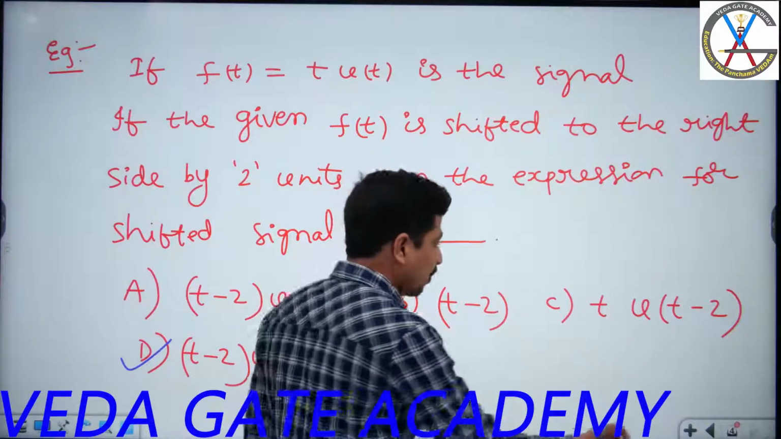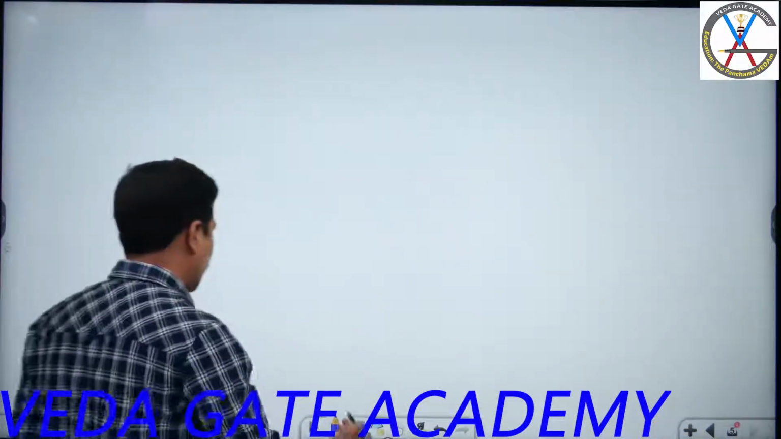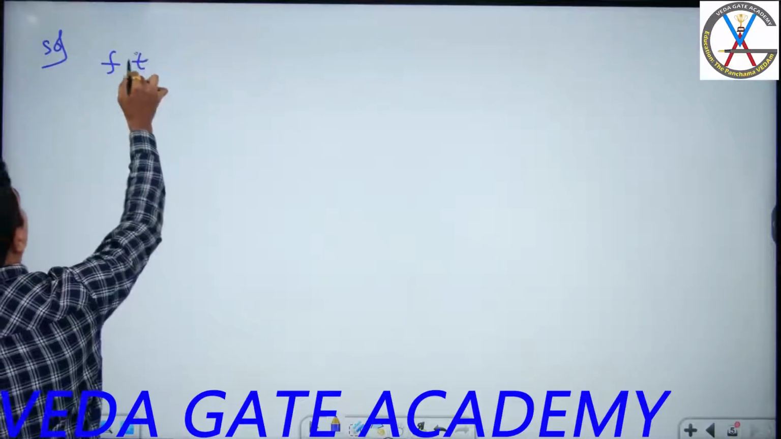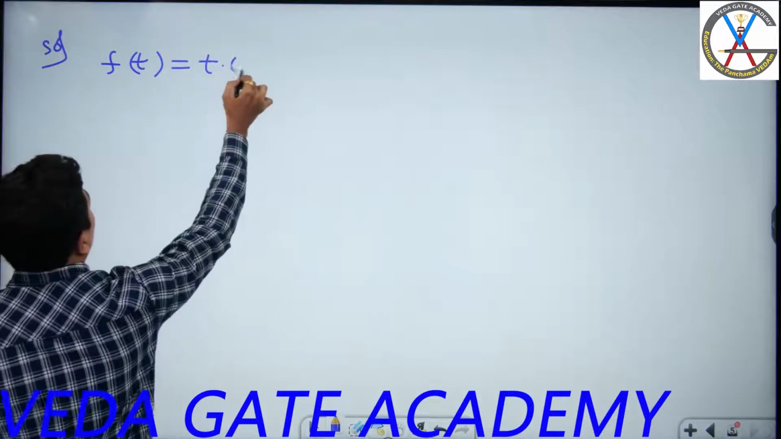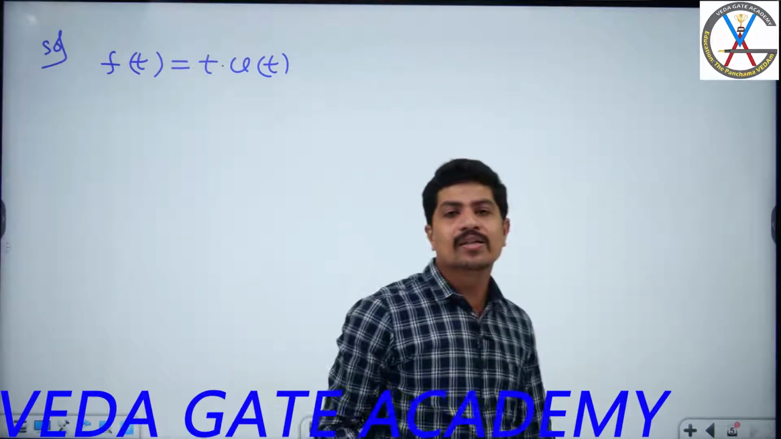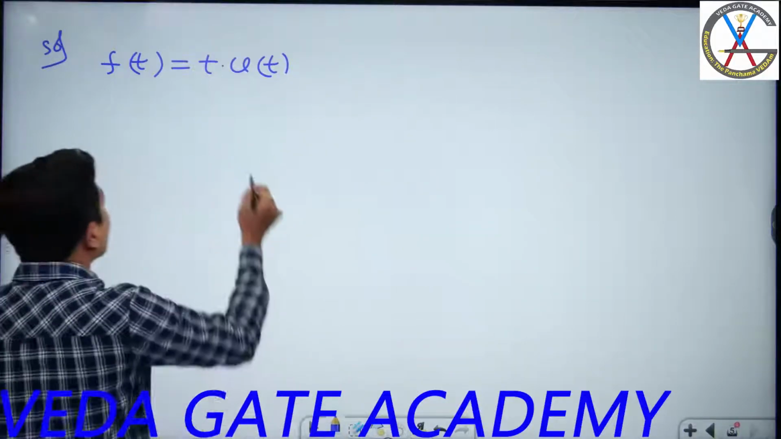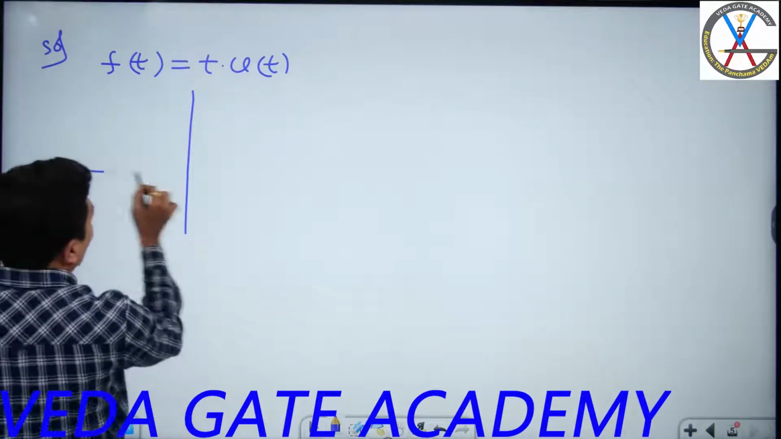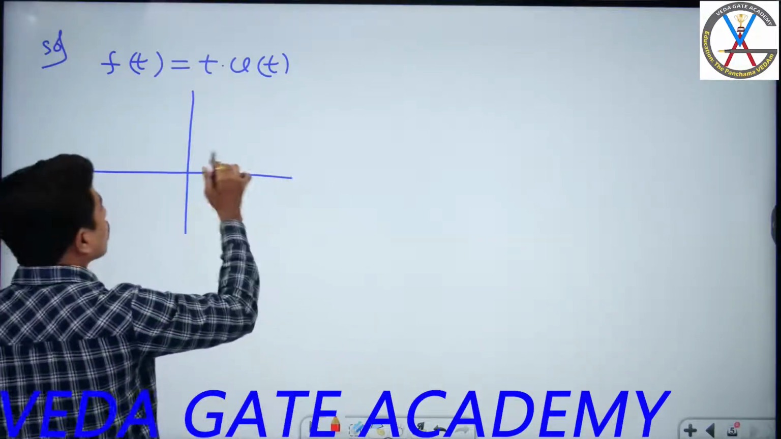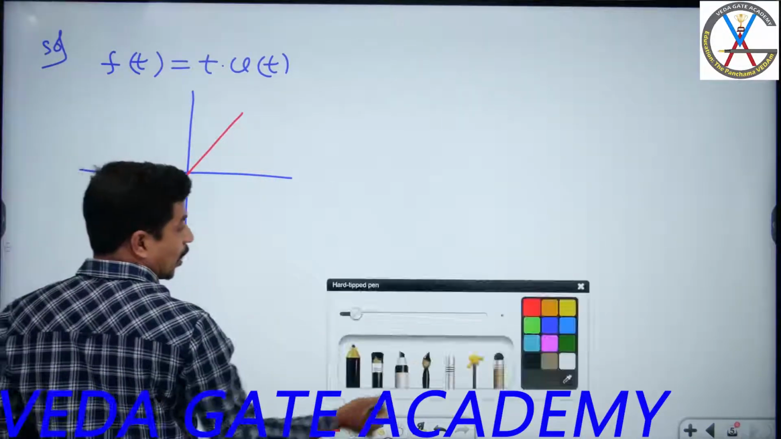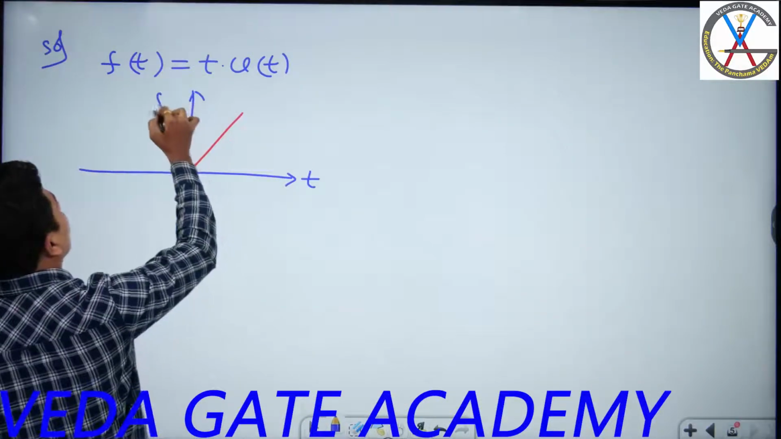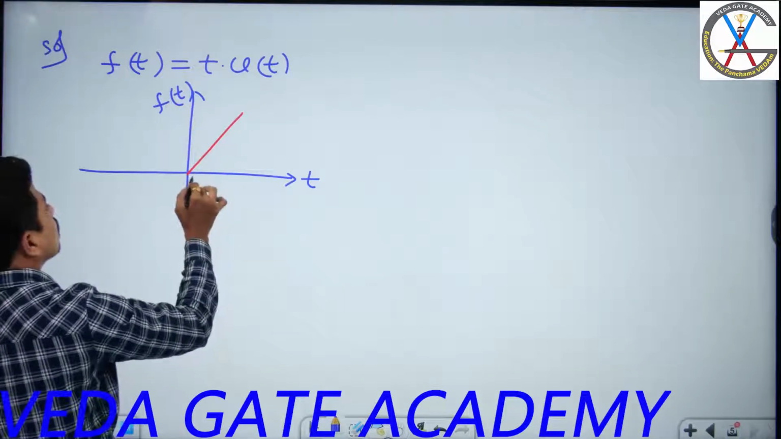For that, this is the proof I'm going to take up. What signal have we taken? f of t is equal to t into u of t is the signal. Let us draw it. We are drawing it simply, marking all the axes. This is t, this is f of t, and this is the origin 0.